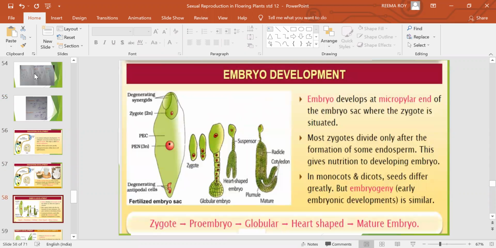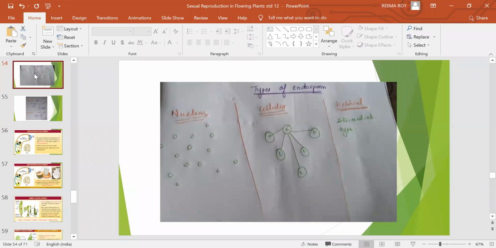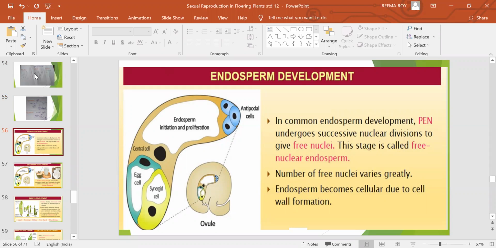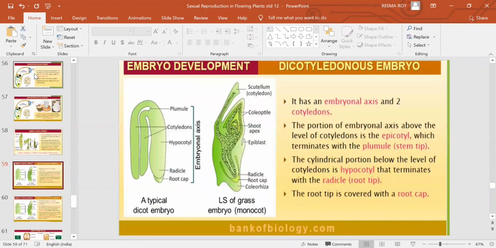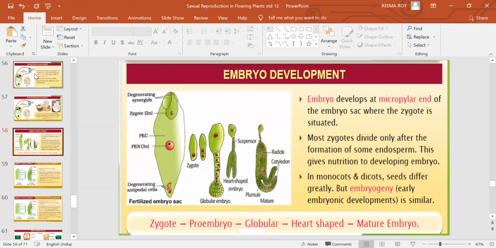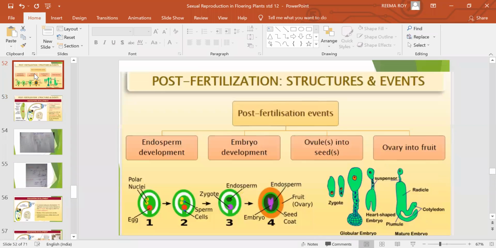Okay, so we have talked about endosperm development and types of endosperm, that is nuclear, cellular, and halobial. Now we will talk about embryo development. Okay, post fertilization में क्या क्या है? Endosperm, embryo, ovule into seed, and ovary into fruit. We finish this, we'll go to embryo development.